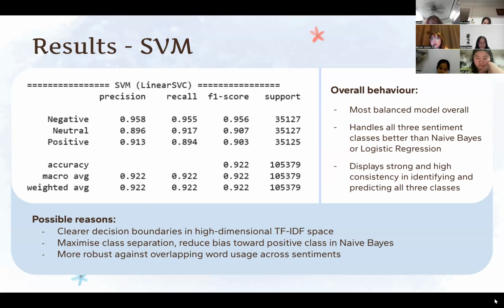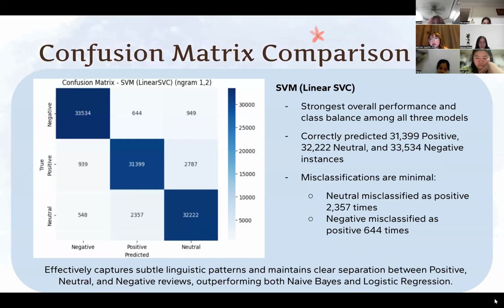Looking at the confusion matrix for SVM, we can see that it correctly predicts a large majority of all three classes. Misclassifications are minimal with only small overlaps between classes, such as negative being misclassified as positive 644 times. This shows that SVM effectively captures subtle linguistic variations and maintains a clear separation between all three classes. Compared to the other two, SVM performs with higher precision and better overall class balance, confirming it as the most robust classifier in our sentiment analysis project.